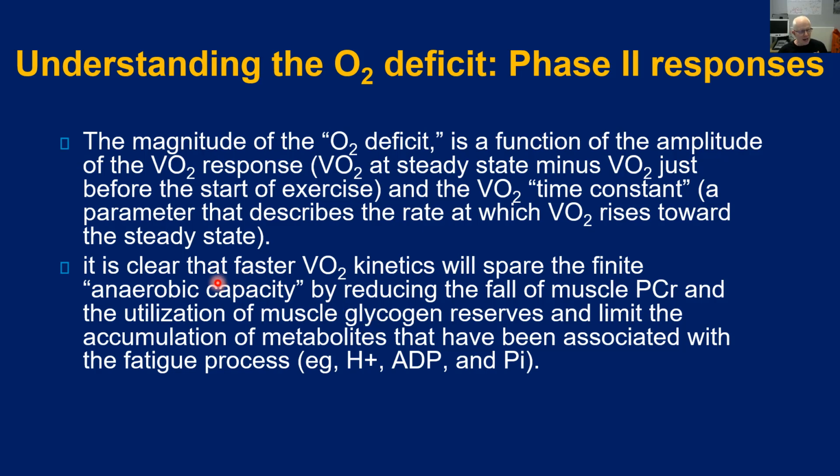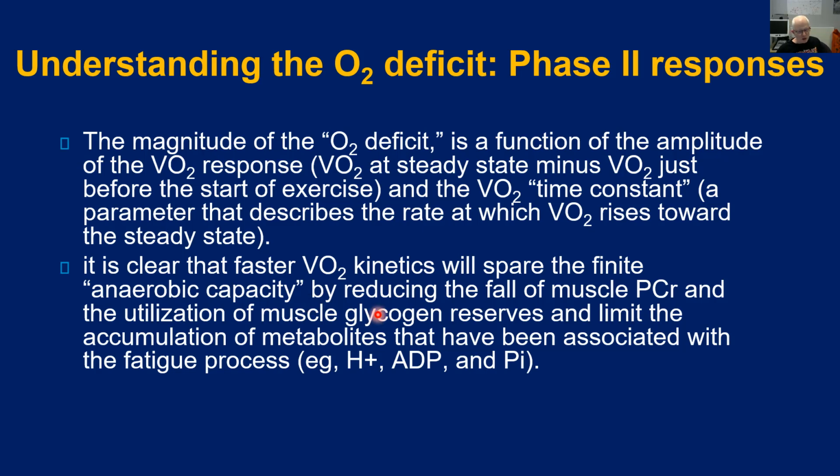So if you have faster VO2 kinetics, that is, you get to the steady state quicker, you're going to spare the finite anaerobic capacity. In other words, if you've got faster VO2 kinetics, you will get to steady state quicker. If you get to steady state quicker, it means you're borrowing less energy from these non-oxidative sources. You're having to borrow less phosphocreatine, you're borrowing less glycolysis. The net result is that you get less accumulation of hydrogen ions and ADP and even ammonia.